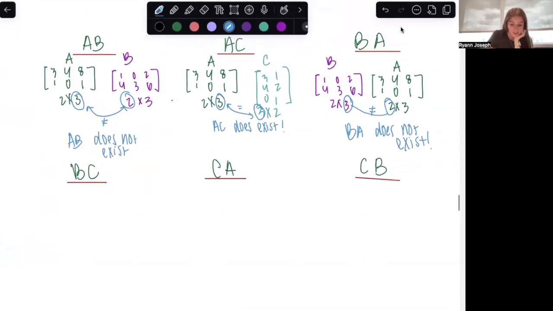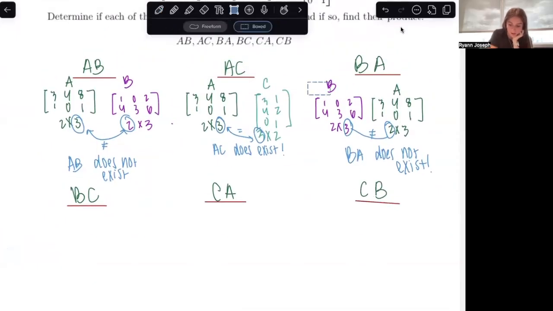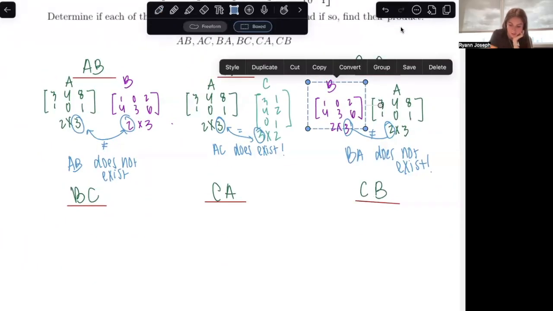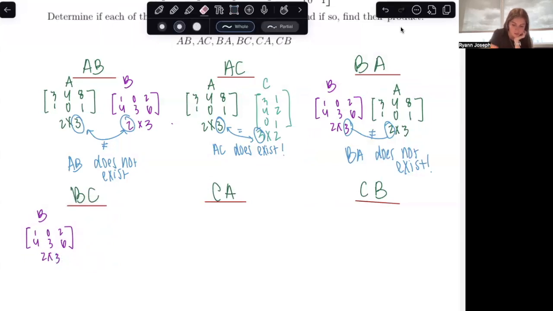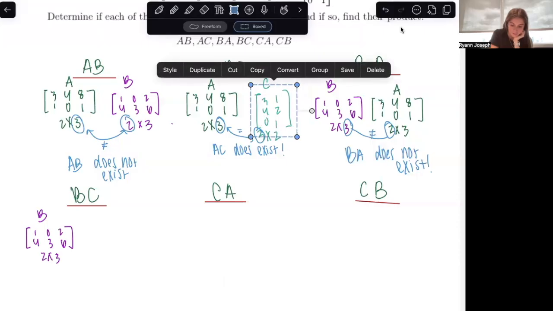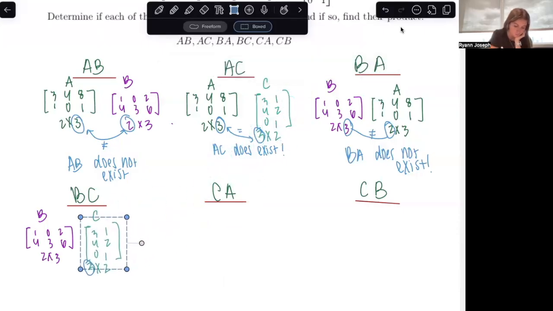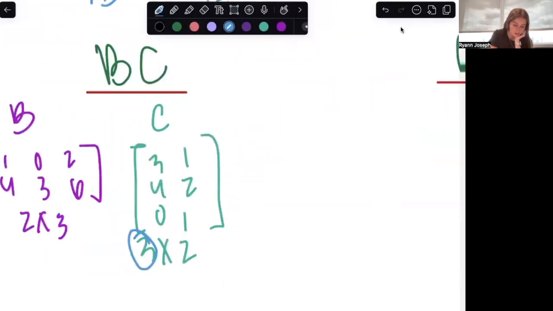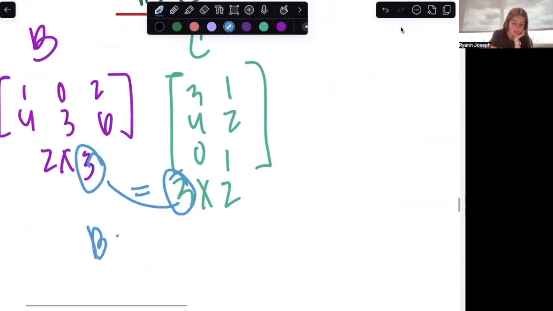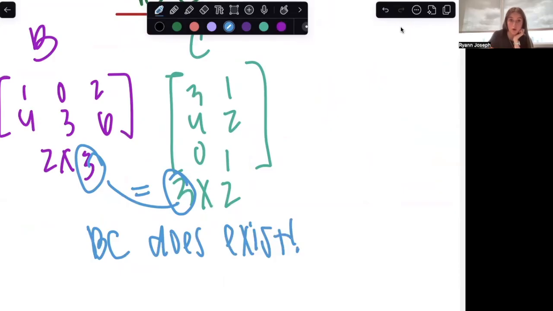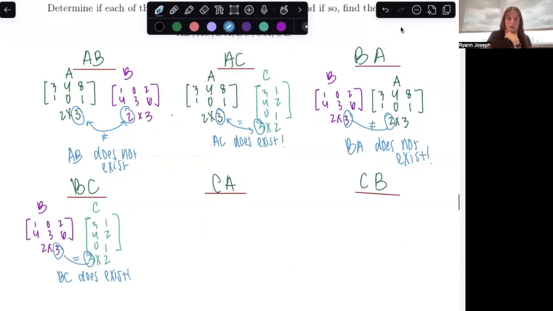Moving on, BC, so taking my B matrix, bring it down here, my C matrix, I compare the inner terms, 3 and 3, that is equal, that means BC does exist. So we will also come back and solve that.